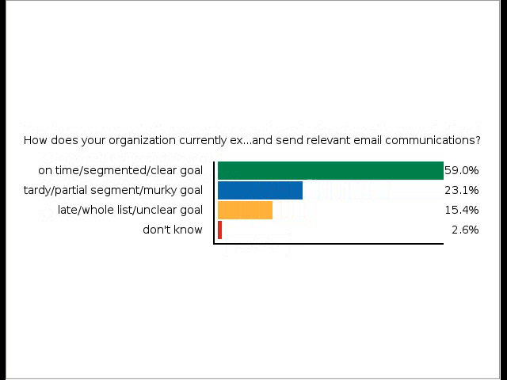Maybe it's to a partial segment with not really a clear conversion goal. Or, do you just continuously get them out late? You do more of a batch and blast where you send it to your entire list without a clear conversion goal. So I'll give you a few minutes to do the poll.